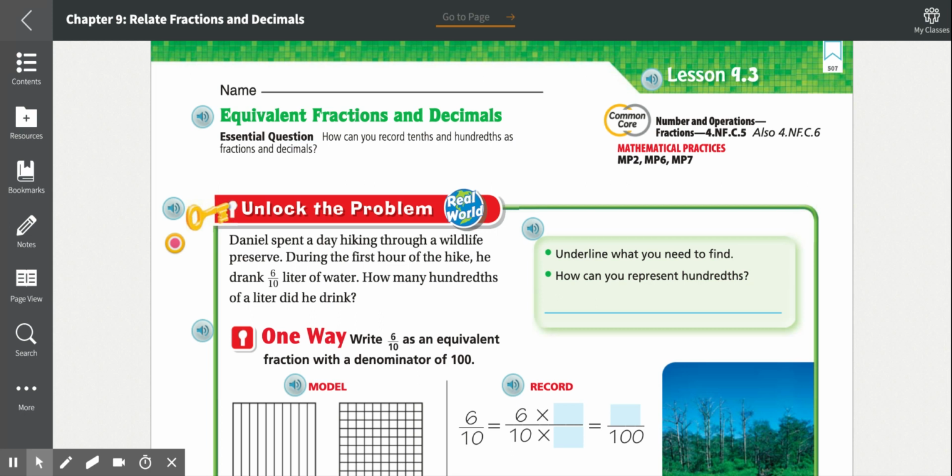Hello, this is Mrs. Ostrich. This is lesson 9.3, and our essential question is, how can you record tenths and hundredths as fractions and decimals?